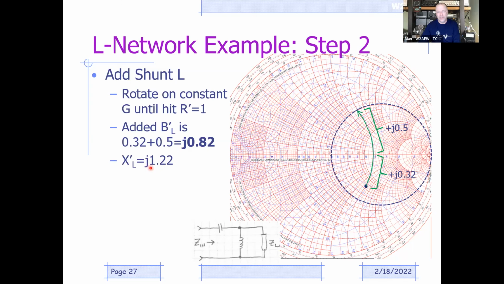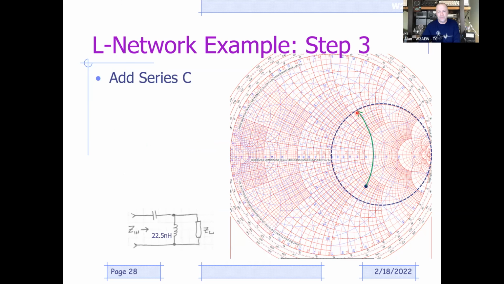I can invert that to get the normalized inductive reactance of 1.22. I multiply by 50, so this tells me that I want to add 61 ohms of inductive reactance. Knowing my operating frequency, that reactance, 61 ohms, divided by 2 pi times 432.1 megahertz tells me my inductor is 22.5 nanohenries. So that got me up to this point.